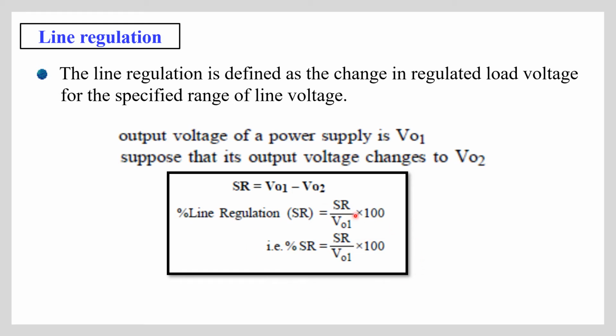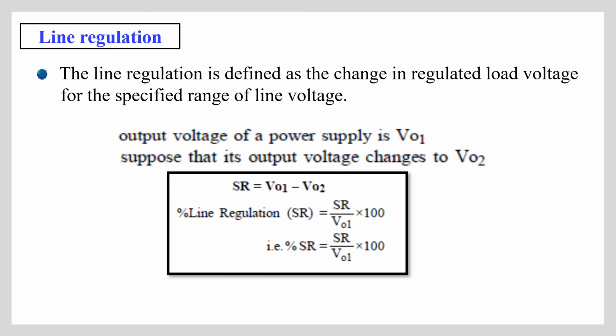Therefore, the percentage SR is equal to SR upon VO1 into 100, where VO1 is nominal load voltage and SR is the change in the load voltage for the full line change. For a good power supply, the percentage SR should be very small. There should not be any more variation in the line voltage.